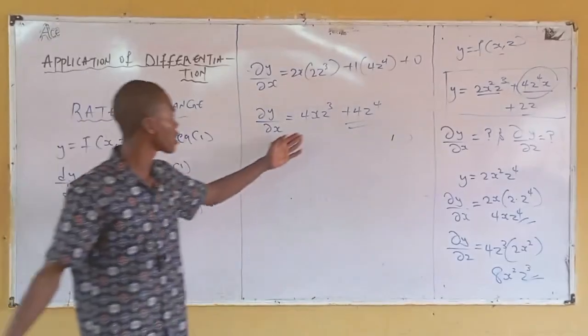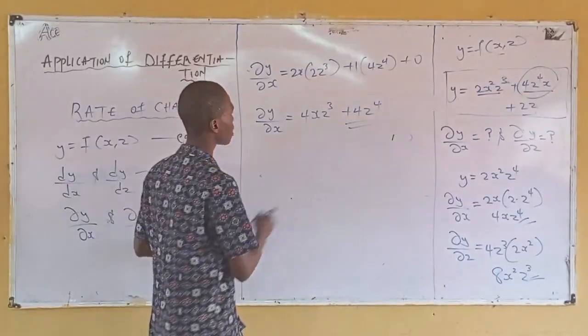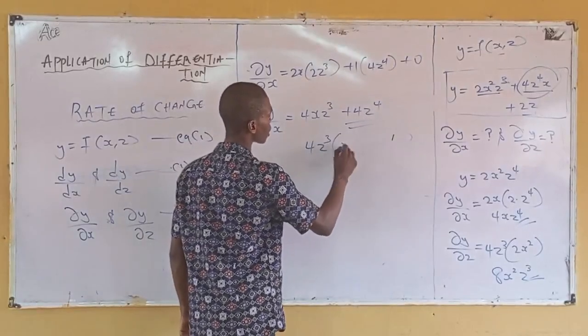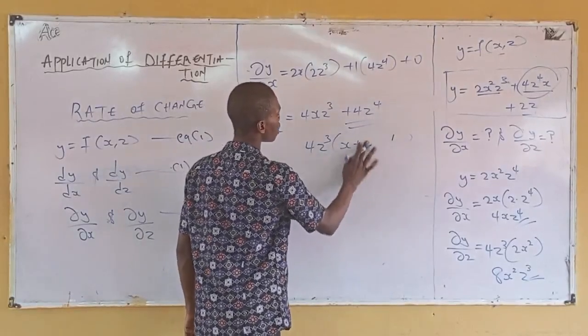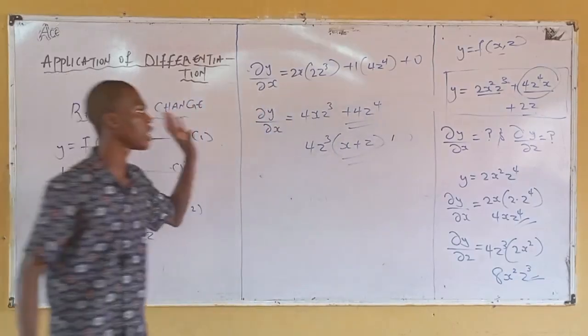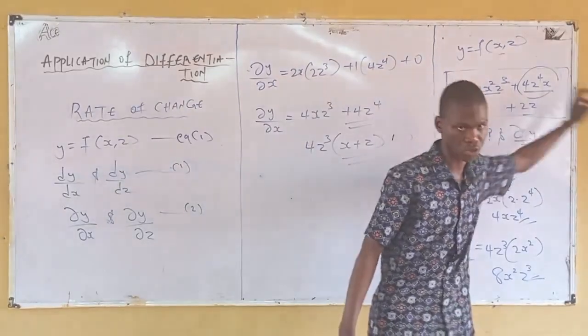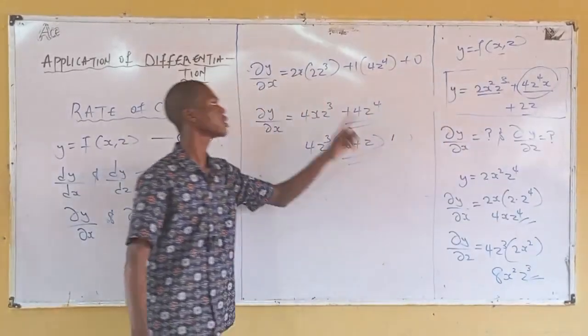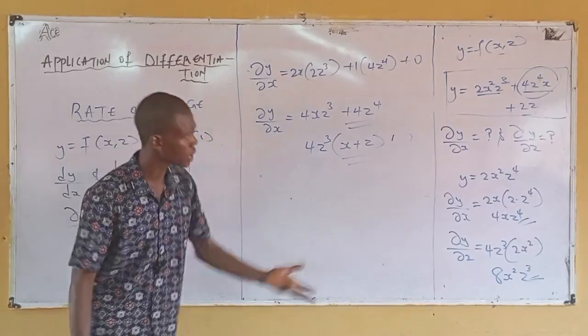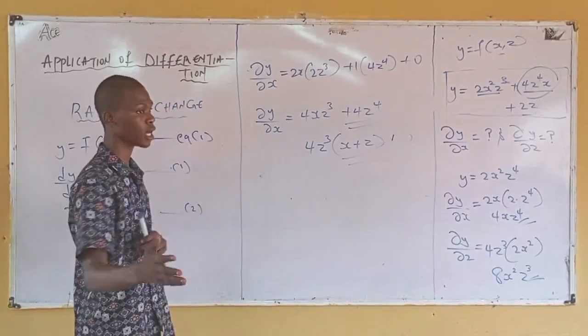From here, you can even factorize. Let's factorize. That becomes 4z cube all into bracket x plus z. So this is your derivative. This is your first derivative as far as this equation is concerned. Now next up, let's find the partial derivative of y with respect to z. Using the same idea, nothing is changing.